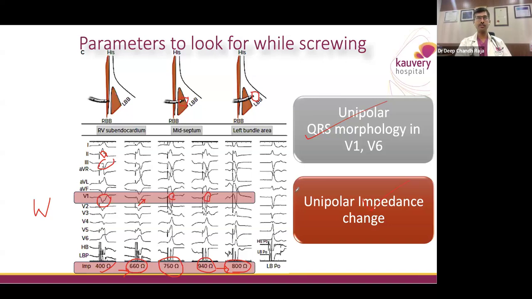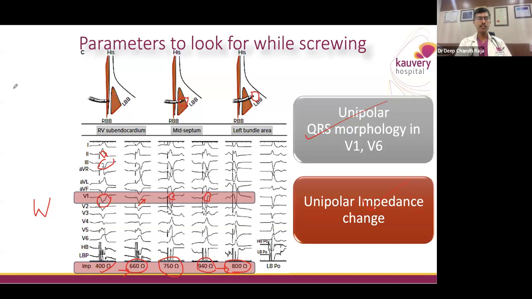As I had shown, I would choose site 2, site 3, site 4. But if I've already got a right bundle branch block morphology, as I've shown in this case as an example, and there's a drop in impedance, I would stop there. That's point number one, drop in impedance.